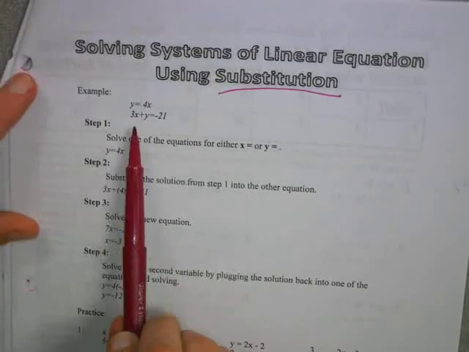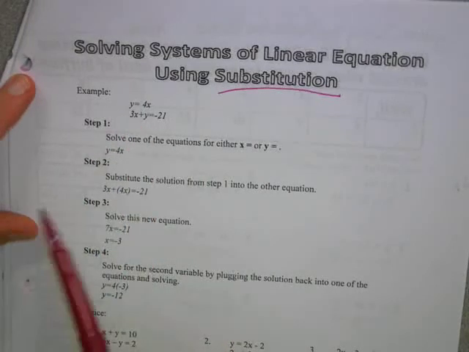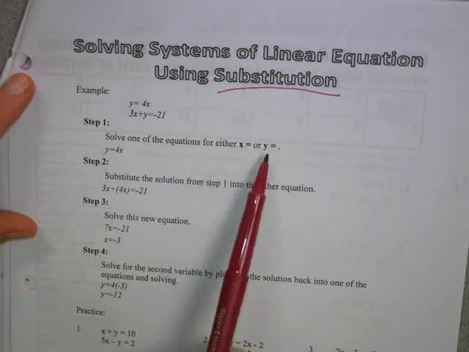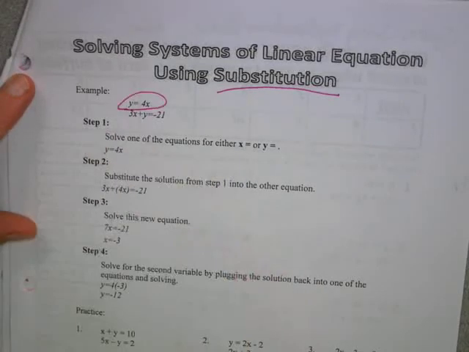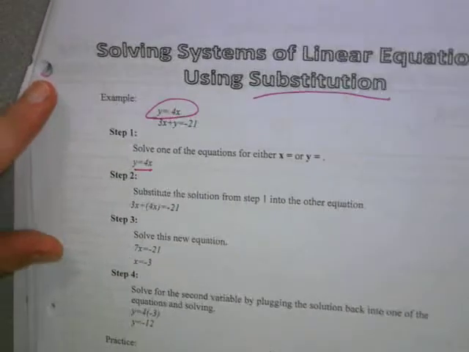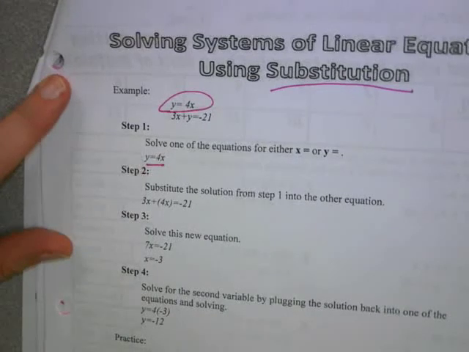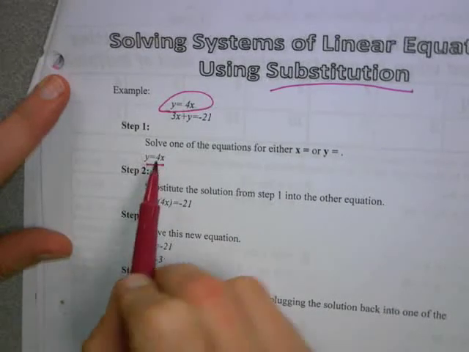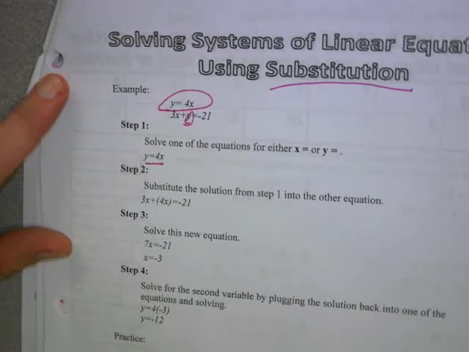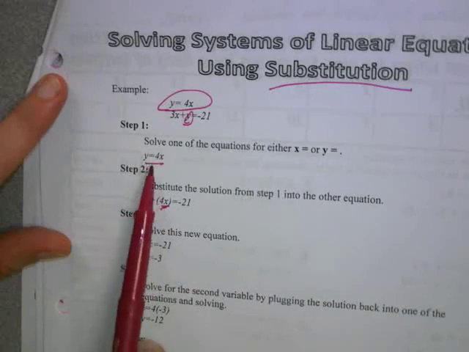So first of all, here's my system. Y equals 4x and 3x plus y equals negative 21. We're going to solve one equation for either x or y. And nicely enough, this one is already solved for y. Y is by itself. So it's done for us. Y equals 4x. Then what we're going to be doing is we're substituting that into the other equation where y was, because what is y equal to? It's equal to 4x. So instead of this y, I'm going to write 4x. So that's what's done here. See, it was 3x plus y, now it's 3x plus 4x, because 4x is the same as y.